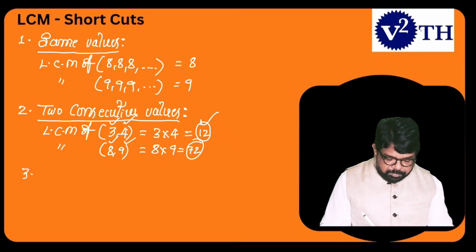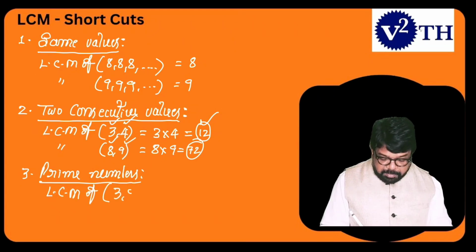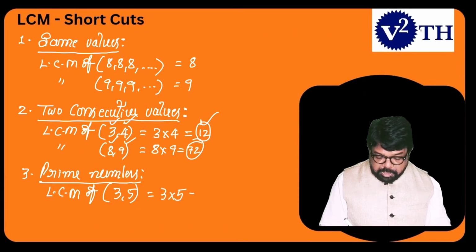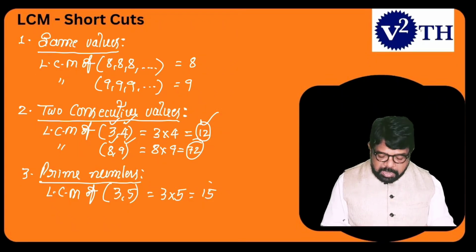The third one is prime numbers. Suppose the given values are prime. What is the LCM of that? It is not necessary to calculate; again, simply their product gives the LCM. Suppose the LCM of 3, 5. 3 is a prime number, 5 is a prime number. The LCM is their product, 3 into 5 is 15. So 15 is divisible by 3 and 5, and it is also the least number which is exactly divisible by 3 and 5. For prime numbers, simply their product gives the LCM.